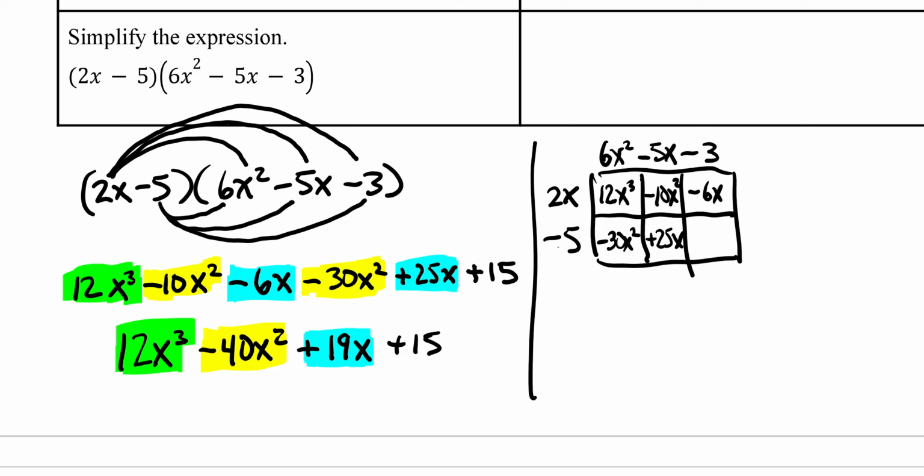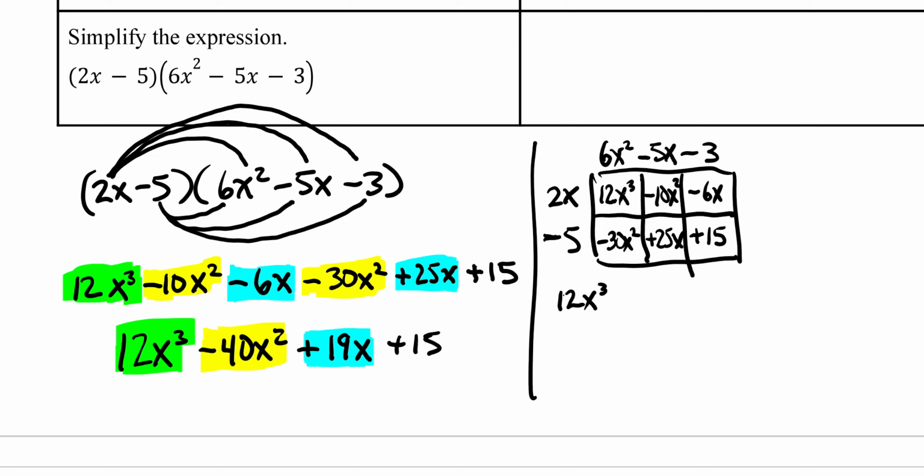Be careful to watch for the signs. A negative 5 times a negative 5, that's positive. And then 5 times 5, 25. And then a negative 5 times a negative 3 is plus 15. And now I'm going to take all of those products out and combine those that are like terms. And I just have to be careful that when I'm doing that I'm bringing together those that are like terms.